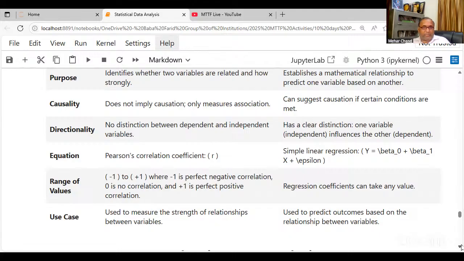And for equations, in the case of the Pearson correlation coefficient we need to calculate it. In the case of regression we have the linear equation, y is equal to beta 0 plus beta 1 x plus epsilon.